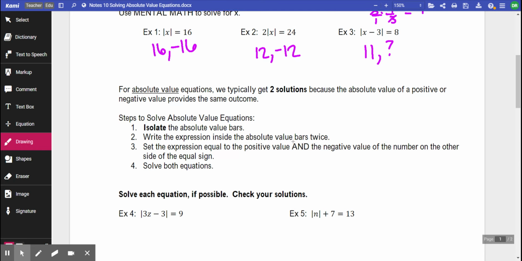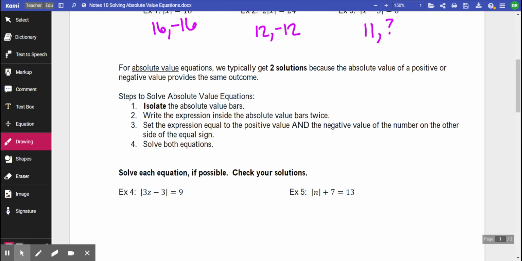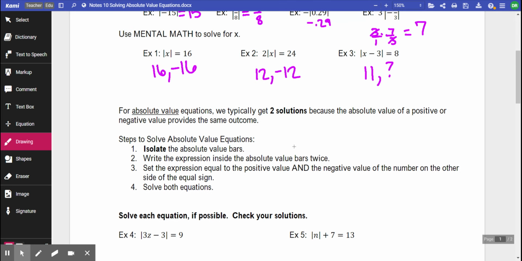All right, so here are your steps for solving absolute value equations. Isolate, get the absolute value bars by themselves. So if there's anything else that's on the outside, undo it, just like you normally would for any other equation. Then write the expression inside the absolute value bars twice. Set that expression equal to the positive value and the negative value of the number on the other side of the equal sign, and then solve both equations.